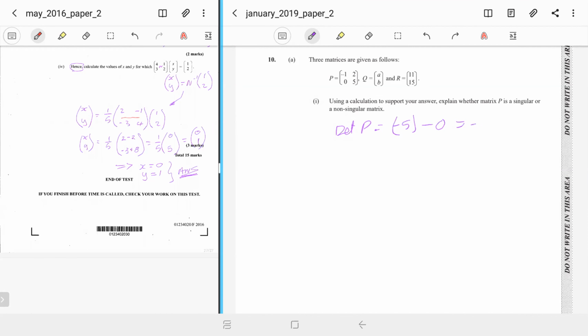Watch this now. -5. You put not equal to 0. By you putting that, the examiner gives marks. By putting that, you're saying to him that you know your stuff. The determinant is not equal to 0. Therefore, P is non-singular. It is not singular.